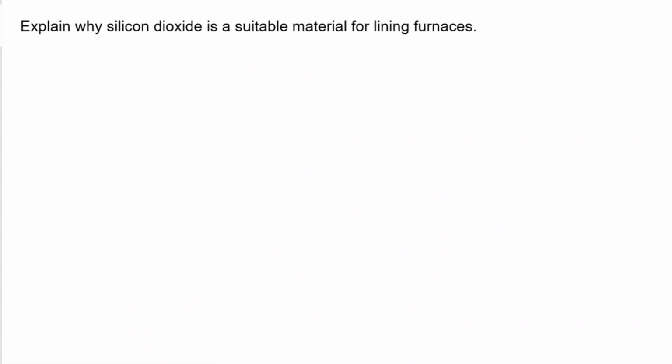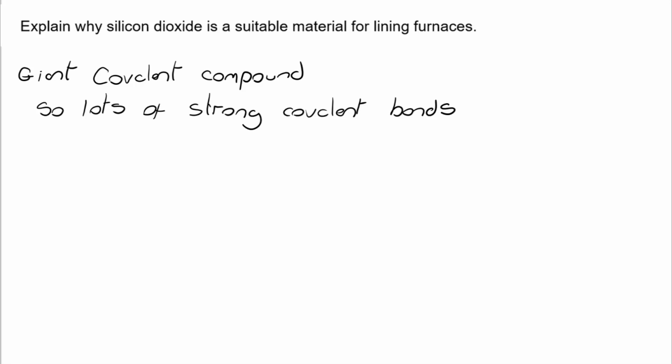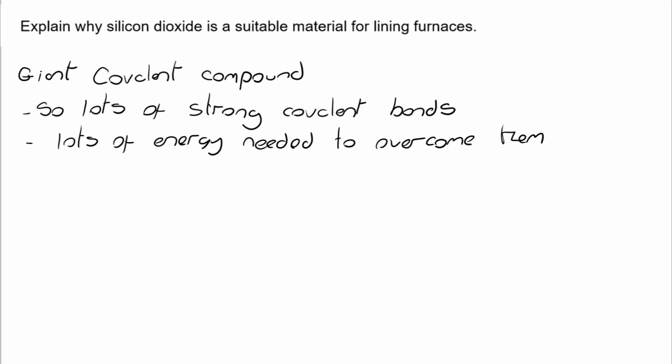So, why is silicon dioxide a suitable material for lining furnaces? Well, taking your knowledge of diamond and applying it to silicon dioxide, it's a covalent compound. But more than that, because there are 2 types of compound that have covalent bonding, molecular covalent and giant covalent, this is a giant covalent compound. It has lots of strong covalent bonds. If you were to melt a giant covalent compound, you would need to provide lots of energy to overcome all of those strong covalent bonds.